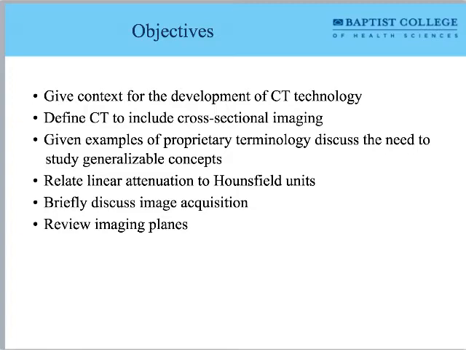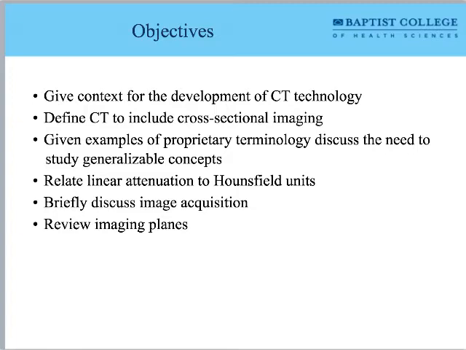We'll relate linear attenuation, which we brushed on last week, to the use of Hounsfield units in CT. A powerful and significant part of CT's diagnostic capability is tied to its ability to detect small variations in attenuation profiles. So there's significant information embedded in these images that has to do with how much attenuation of the X-ray beam occurred.